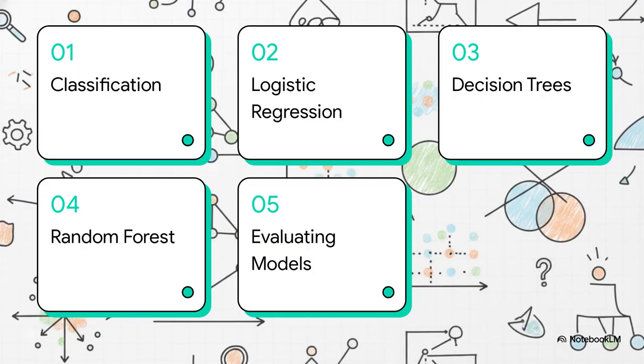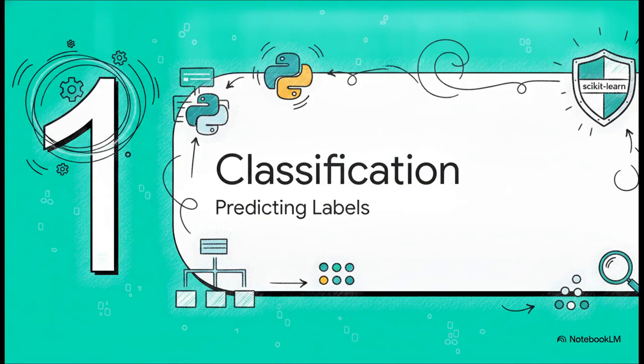Here is our roadmap for this explainer. First, what is classification? Second, logistic regression basics. Third, branching with decision trees. Fourth, the random forest ensemble, and we'll wrap up with evaluating model performance. Okay, jumping into section 1.